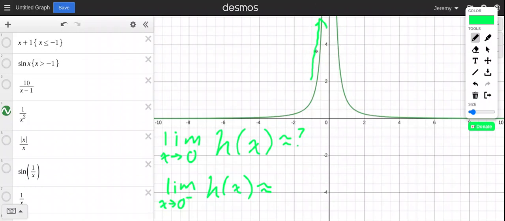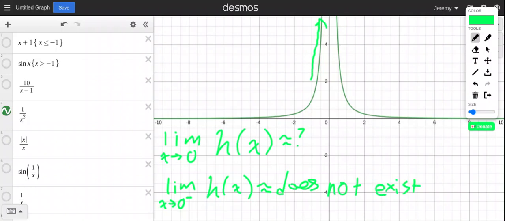Well, it's never going to cross 0, and it doesn't really have any behavior at x equals 0, because as you keep getting closer and closer to 0, your h of x will just keep increasing, increasing, increasing. So you would say that the limit of h of x as x approaches 0 from the left does not exist.